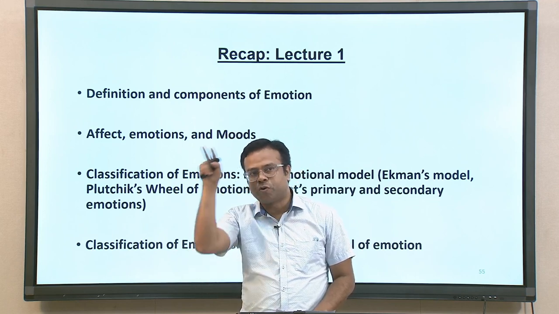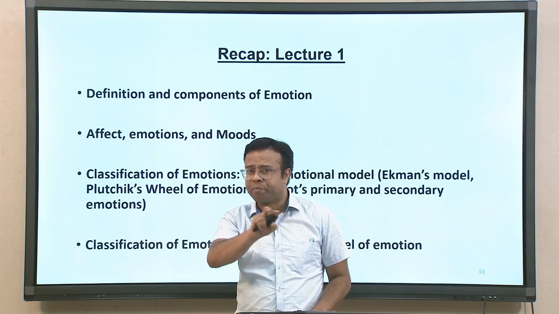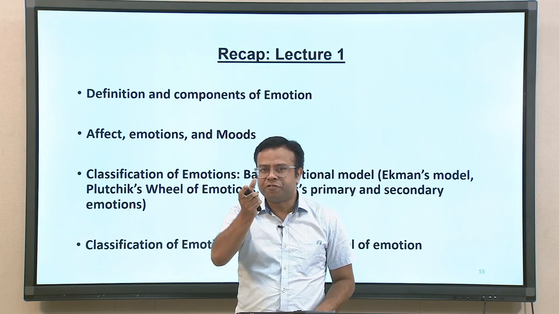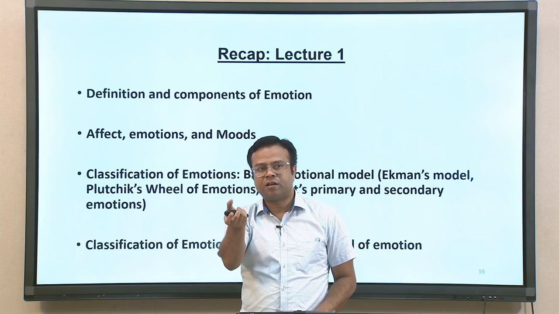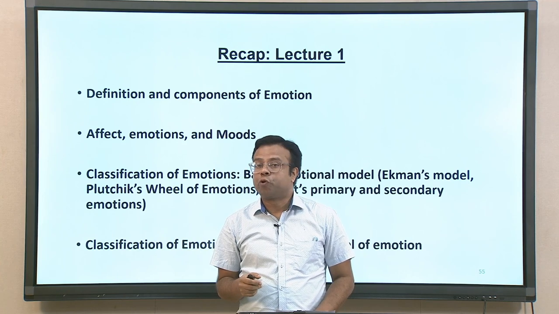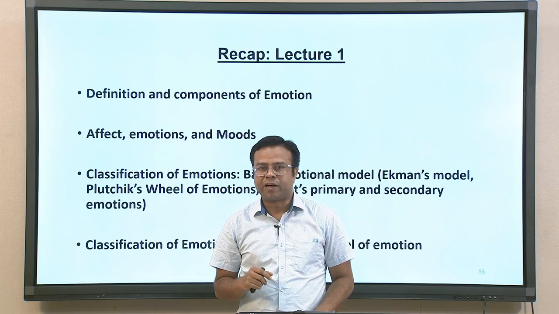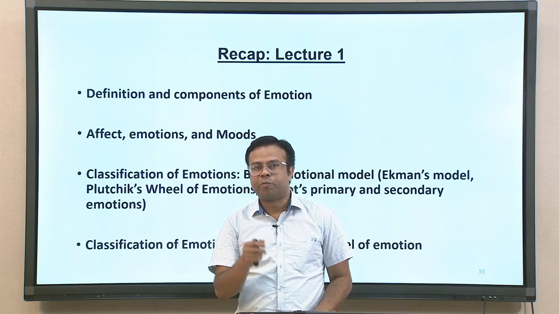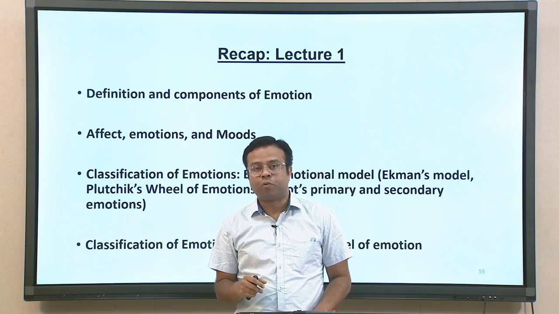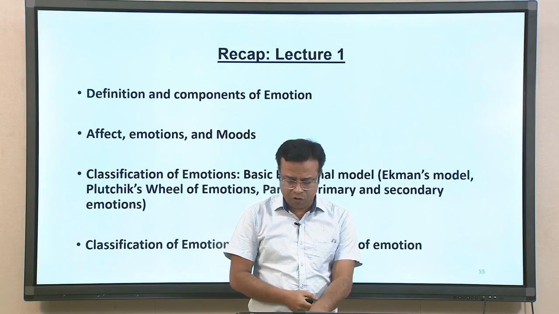In that model we found 4 quadrants, or 4 categories, of emotion based on these dimensions. One is positive valence and high arousal, like joy and excitement. Then there are emotions which are positive but low arousal, like calm and relaxed. There are emotions in the quadrant of negative high arousal, like fear and anger, and emotions which are negative low arousal, like boredom. We discussed all these things in the last class.